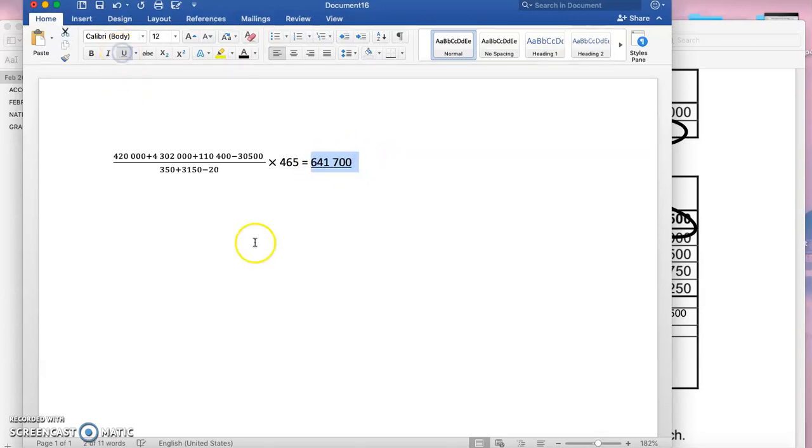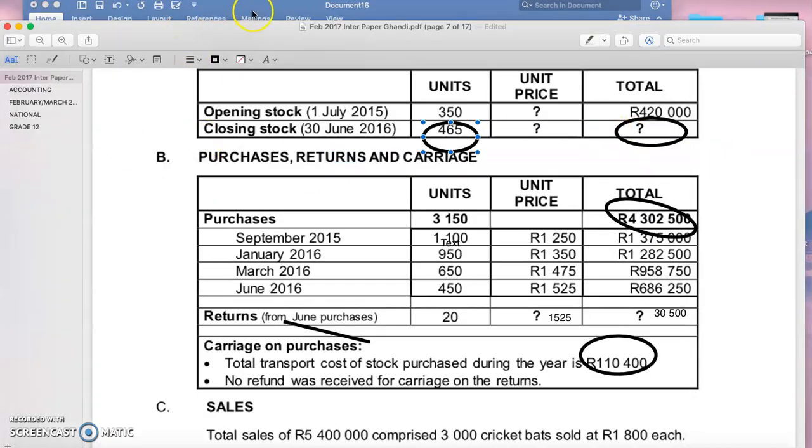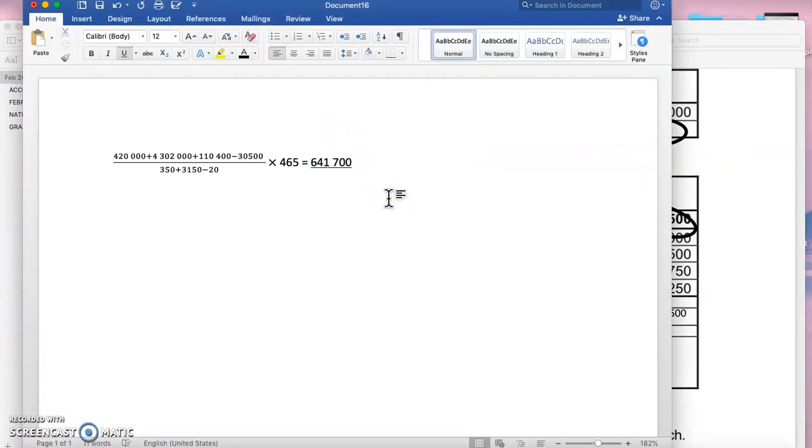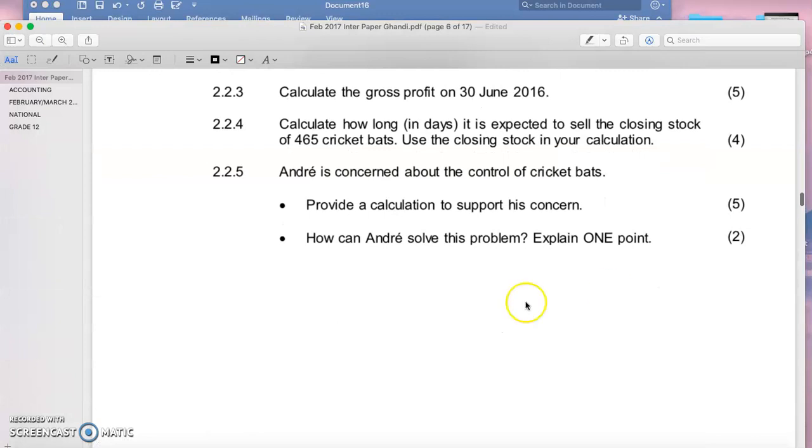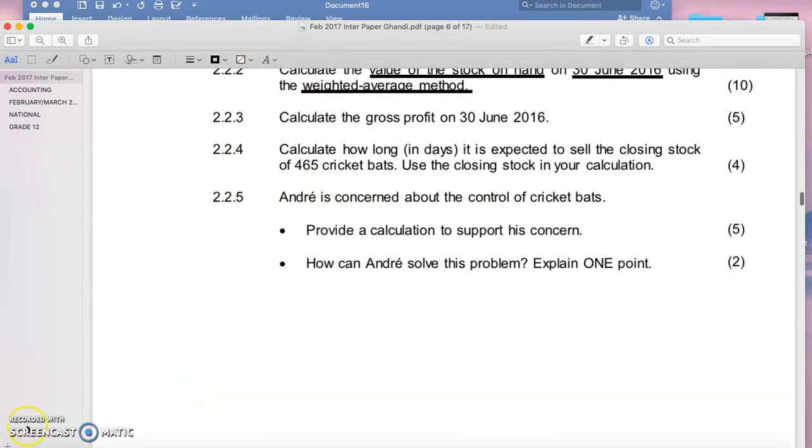Okay, so this is the total amount. This is your answer, and this whole thing is 10 marks. So the value of your closing stock is 641,700. Another way to do this was, of course, to just calculate this amount here, then multiply, but I just do it in one line. So that's 10 marks, guys. Okay, we will now do 2.2.3 in the next video.